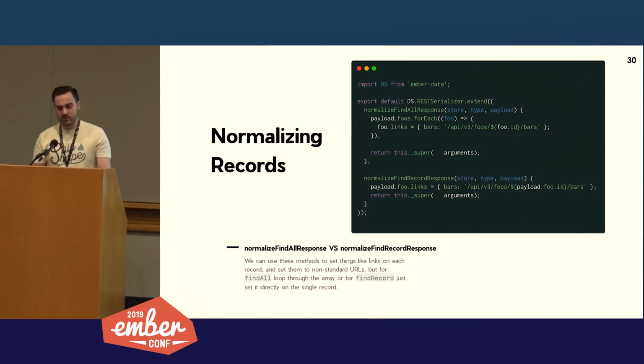So this is what I mentioned about the different normalize find all response and normalize find record response. These are just ways to do the same sort of functionality but on the multiple records or single record case.